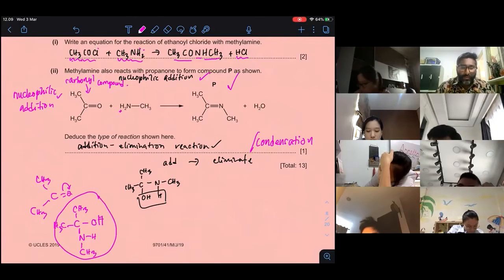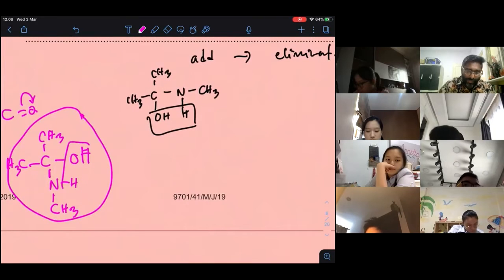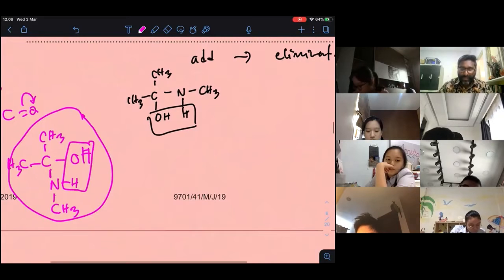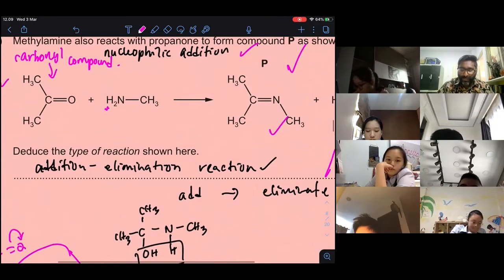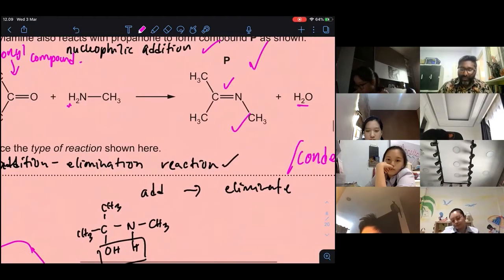Now, this compound is not going to be stable. Why? Because you need to form this. How is that going to be formed? The OH and H will be removed. This is going to be the dehydration. So it will give you the double bond between the carbon and nitrogen. The OH and H are removed in this way.